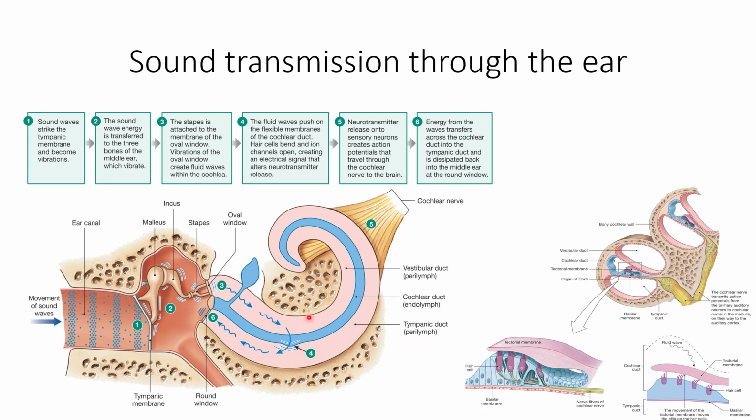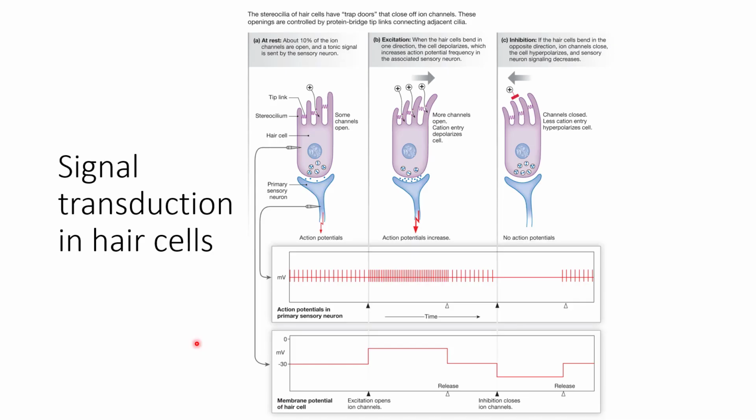So in the basilar membrane, we have our hair cells. As this sound wave moves through the fluid, it's going to push on these flexible membranes, and it's going to bend these hair cells. And as they bend, that opens ion channels. Those ion channels depolarize and release neurotransmitters. Those neurotransmitters then create action potentials that move along the cochlear nerve to the brain. And then the energy wave that was moving through the cochlea is going to exit through that round window and be dissipated.